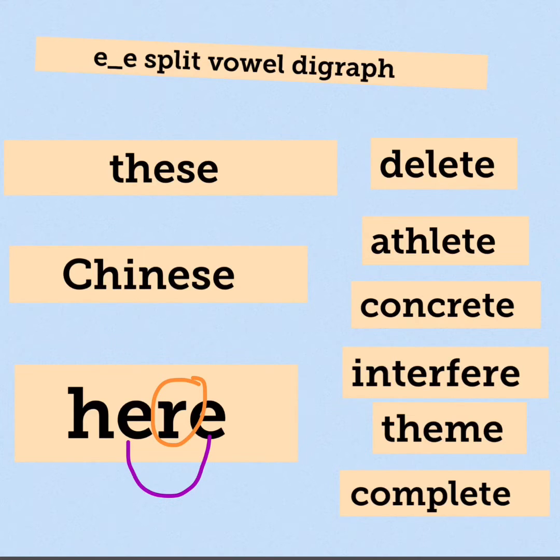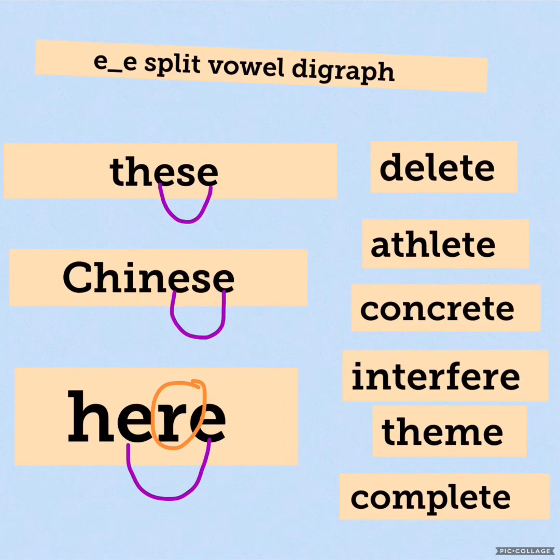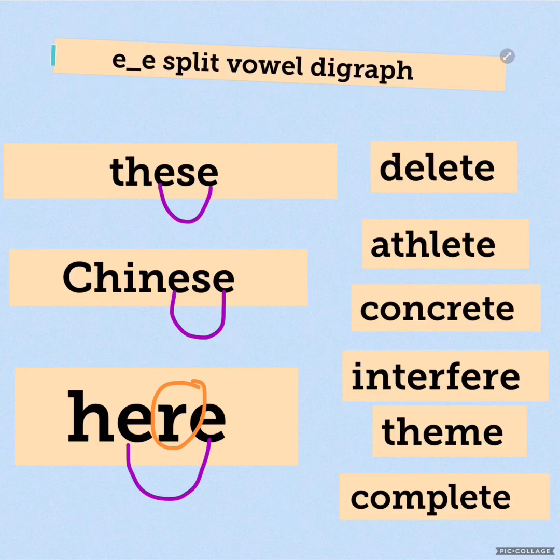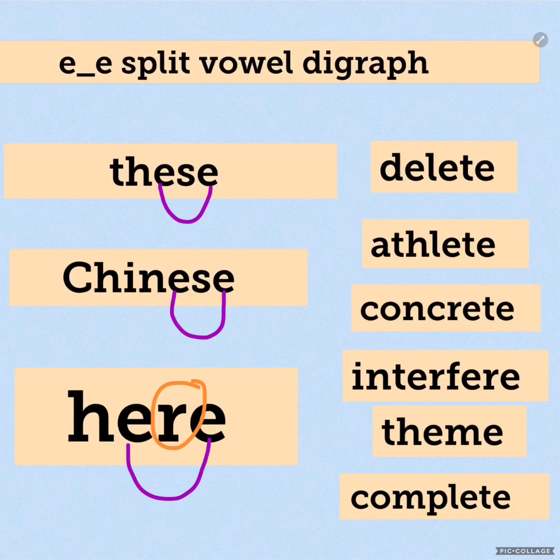And we also have that split vowel digraph E in the nationality Chinese. Again, the 2 letter E's are split by the consonant S. And there are some nationalities out there with that long E split vowel digraph, like Portuguese or Japanese and Lebanese. And finally, let's have a look at the word these. You can see how the 2 E's are split by the consonant S. That's why it's called a split vowel digraph.